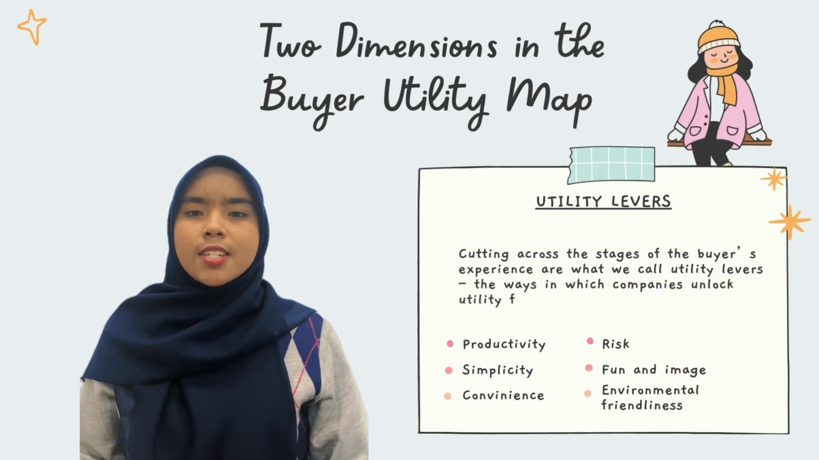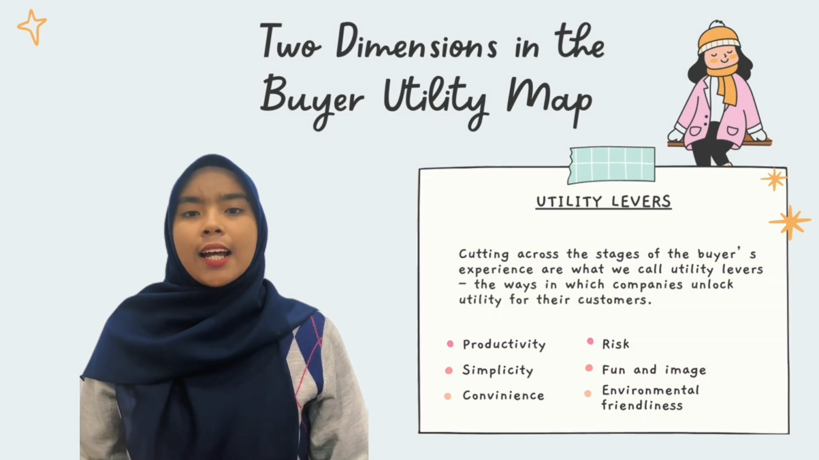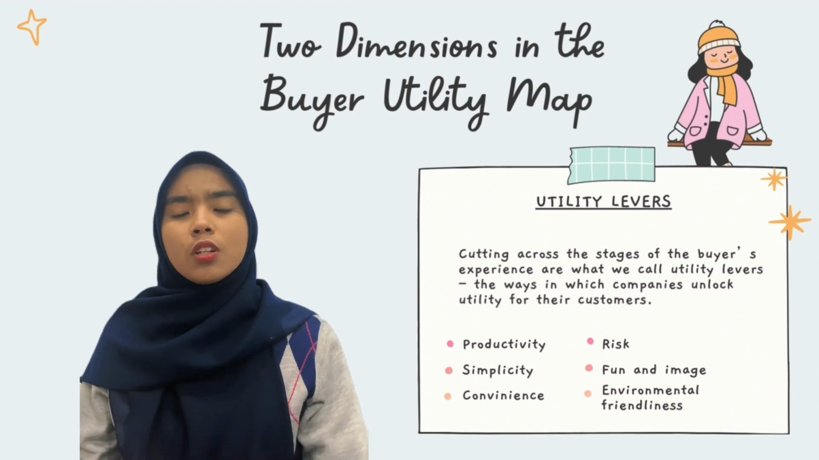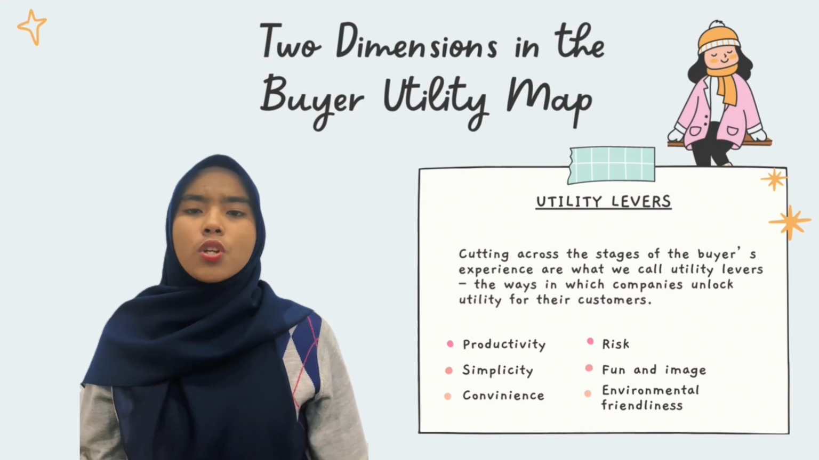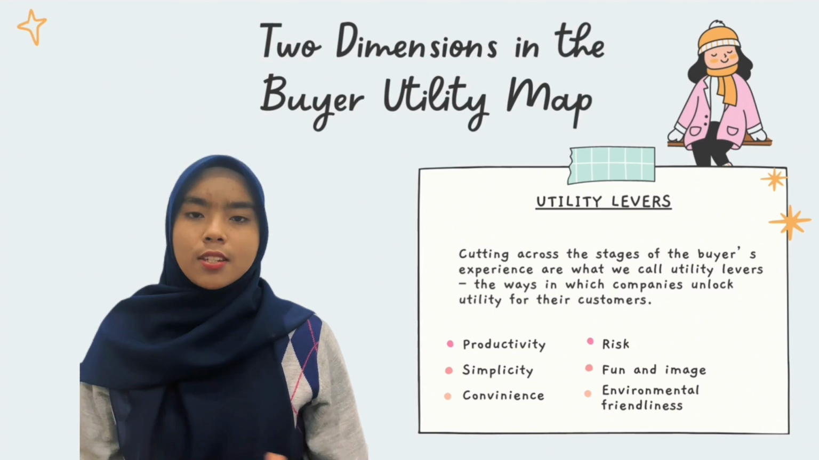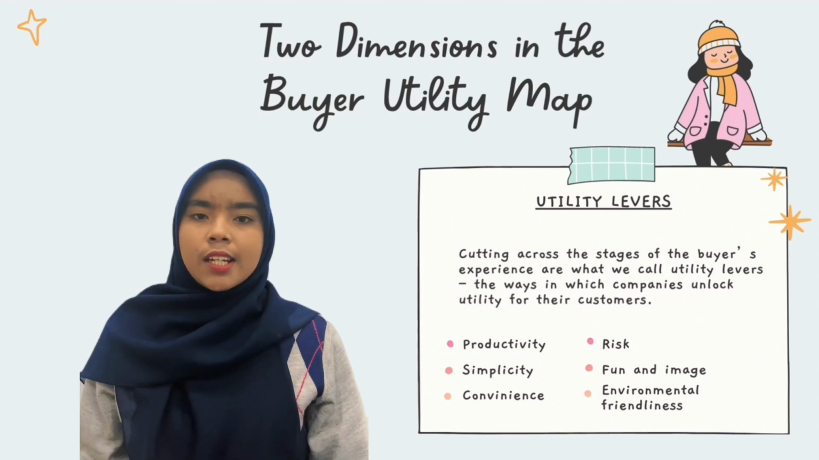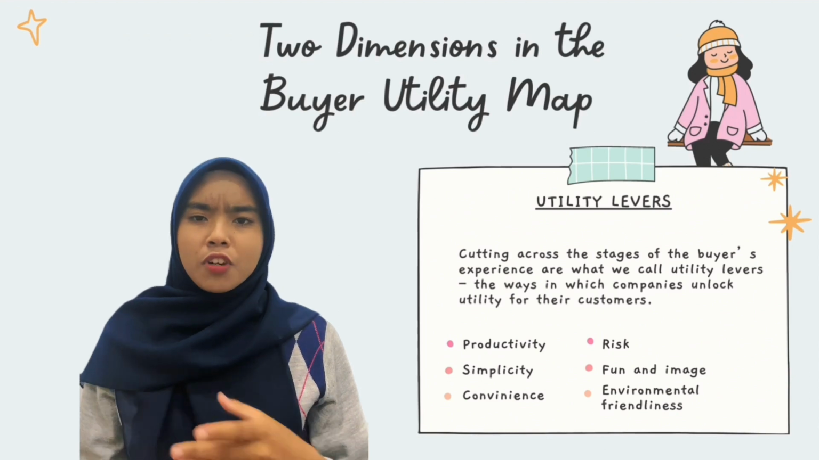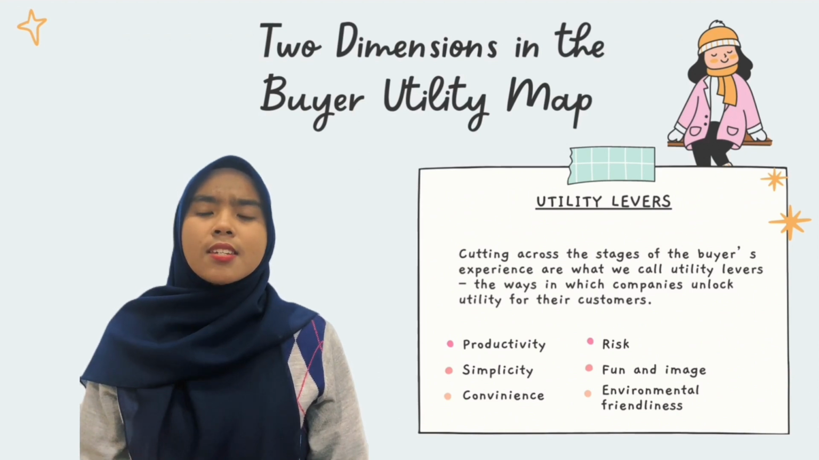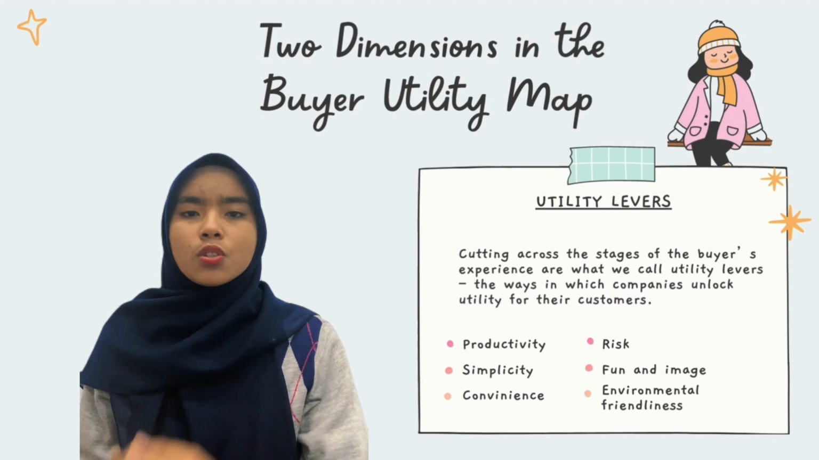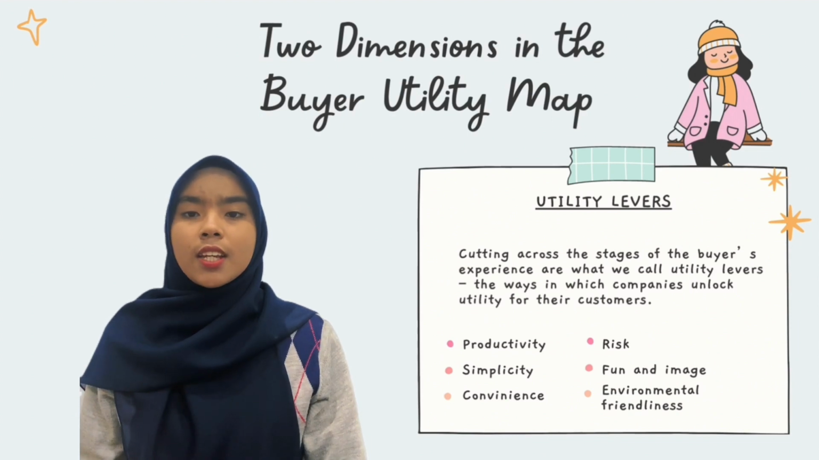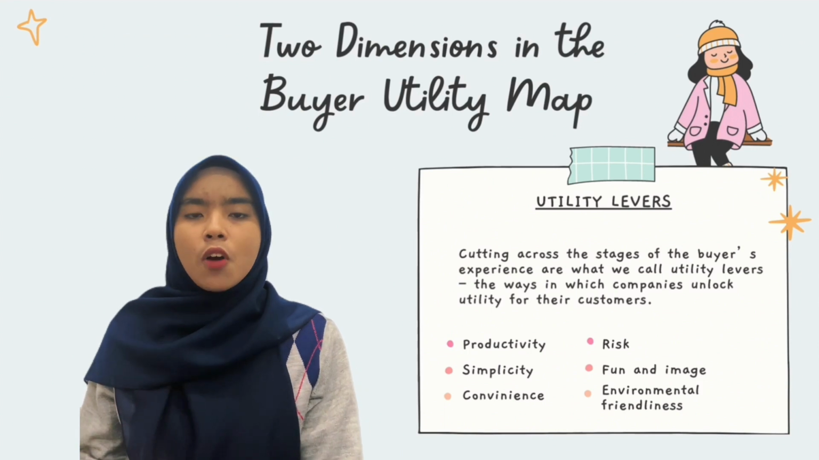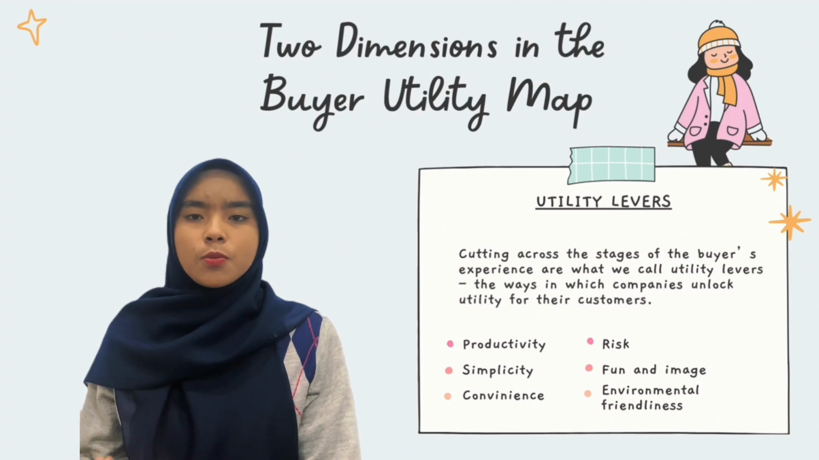The second one is utility levels. Cutting across the stages of the buyer's experience are what we call utility levels. The ways in which companies unlock utility for their customers: in productivity, how customers can do things faster to get their product. For simplicity, how easy it is to navigate through the store, whether online or physical, and purchase the product. For convenience, how convenient it is to buy the company's product.